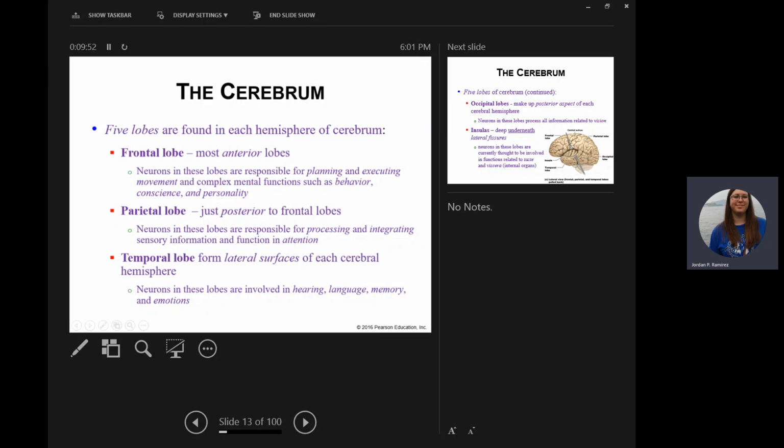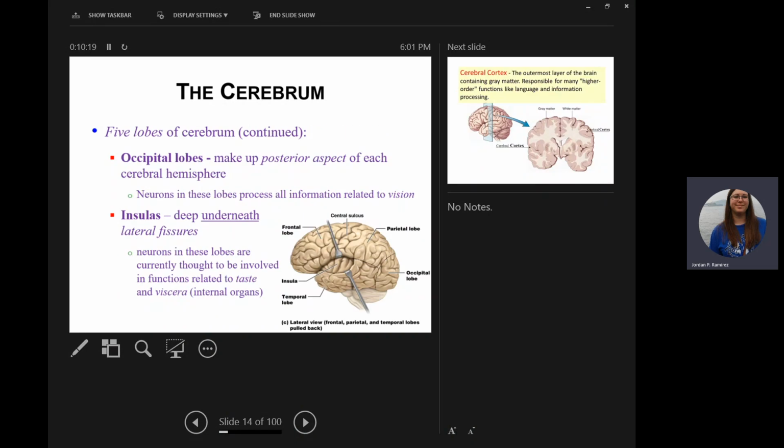All right, so the parietal lobe is just posterior to the frontal lobes. Neurons in these lobes are responsible for processing and integrating sensory information and function in attention. The temporal lobe forms the lateral surfaces of each cerebral hemisphere. Neurons in these lobes are involved in hearing, language, memory, and emotion, and we're going to talk about some specific portions associated with language in just a little bit. I have a couple of videos on those.